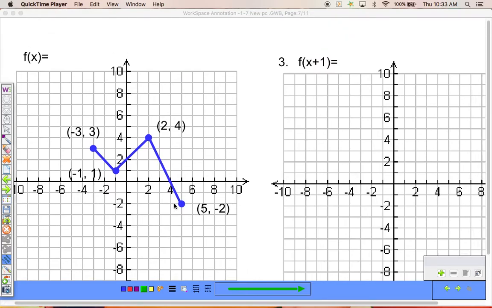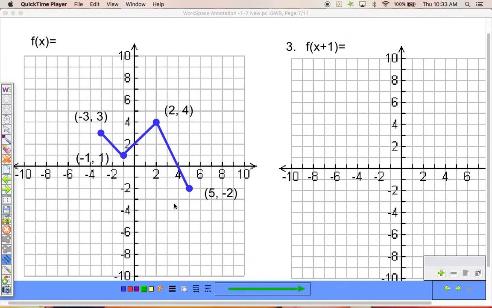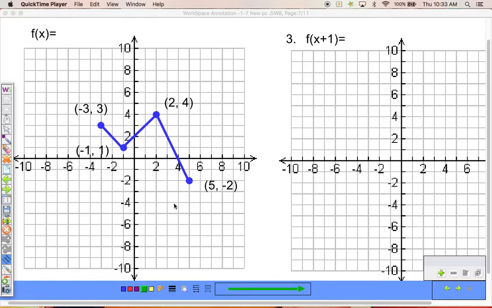When we do translations, it doesn't matter what our parent function is. If it's a v, which is your absolute value, a u, which is your parabola, a square root, which is half a parabola going to the side, it doesn't matter. All the things are going to happen the same. So for this problem, my f of x is this function right here, those 4 points and all the points in between. You can pretend it's a u, you can pretend it's anything you want, but it looks like that.